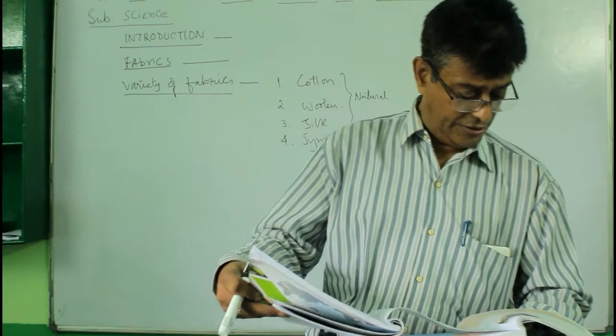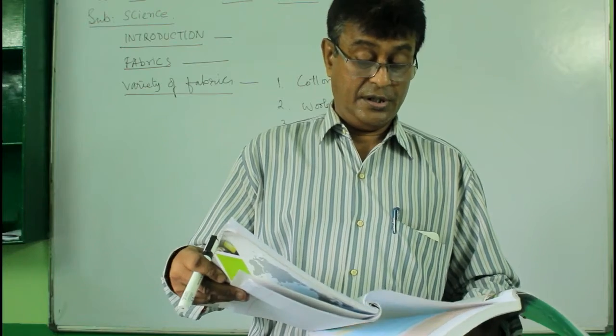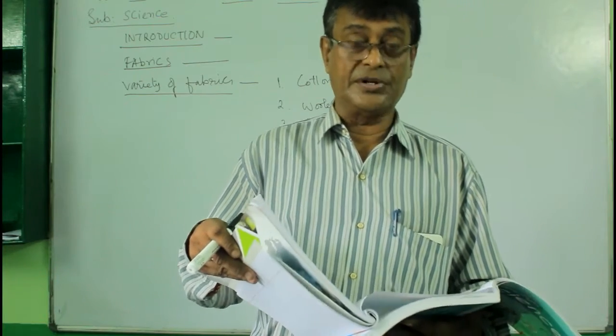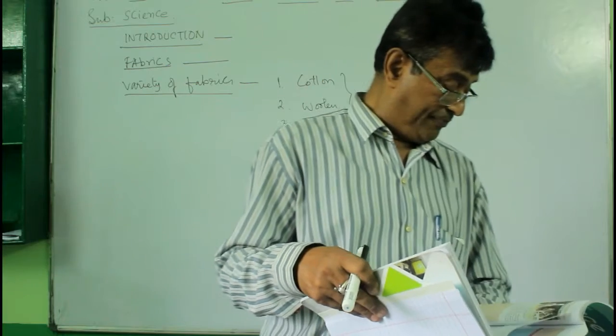In which region was the cotton grown in India in early days? It was in Gujarat. And question number 12.